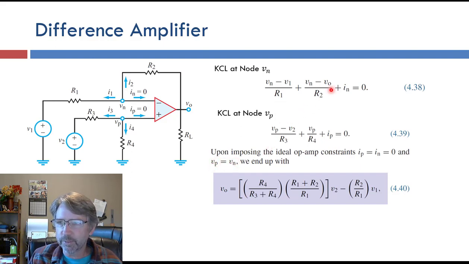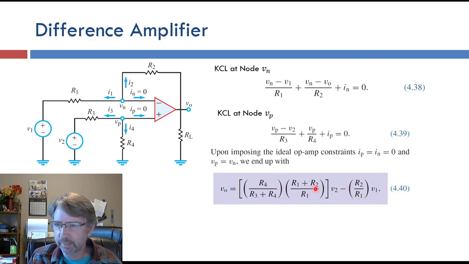and three unknowns: V out, Vn, and Vp. The easiest thing is probably to back substitute Vp equals Vn into these two and solve it 2 by 2, but however you want to solve it, if you combine them together to eliminate Vp and Vn, we get this equation for V out, and it's got this big scale factor based on the resistors times V2 minus R2 over R1 times V1.